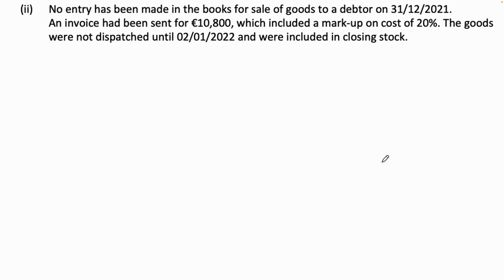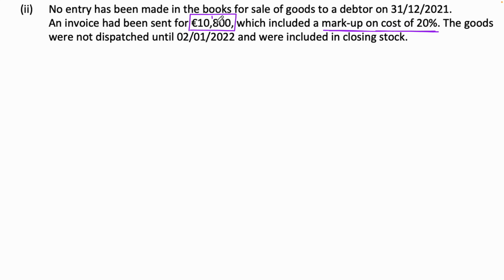And it's saying that the closing stock figure doesn't take into account that we got rid of these goods, okay? So we sent the invoice to the debtor for 10,800, okay? So that's how much we need to increase our sales and how much we need to increase our debtors by. Now, there was a markup on cost of 20%, all right? So there's 20% profit put on top of this.